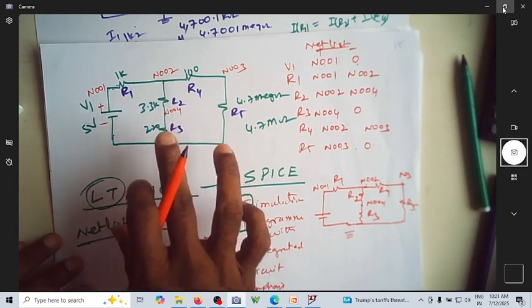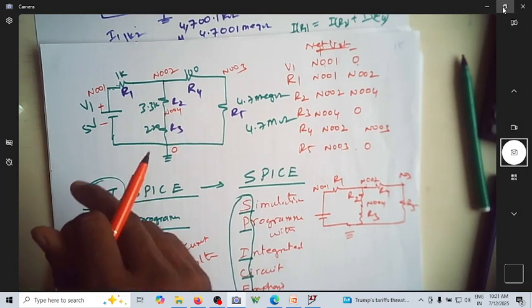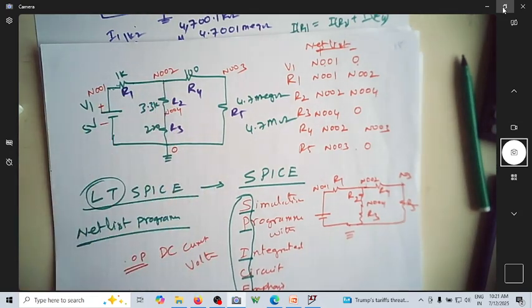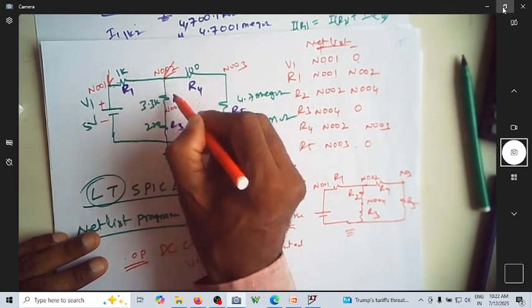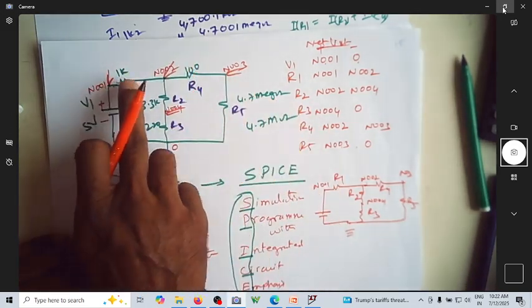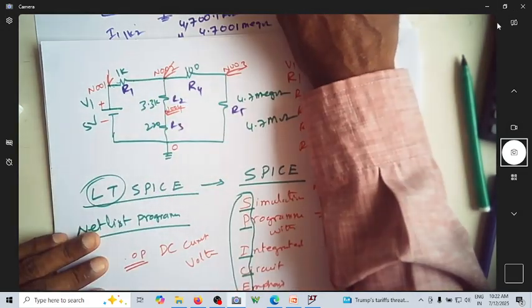It will indicate all voltages and currents through each of the components and at each node point. So it will indicate what the voltage is at this node, this node, this node, and this node, all 4 nodes.